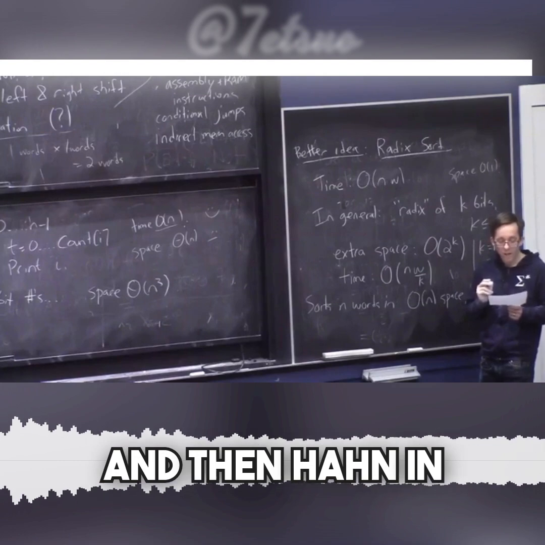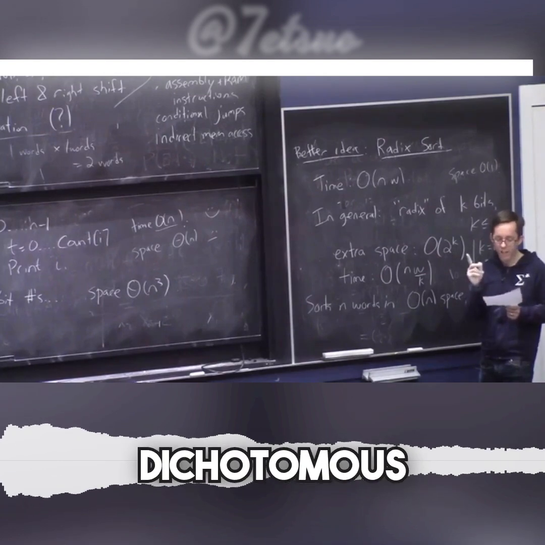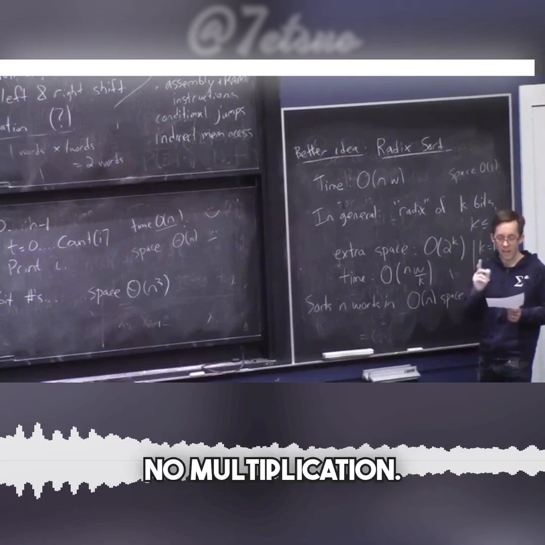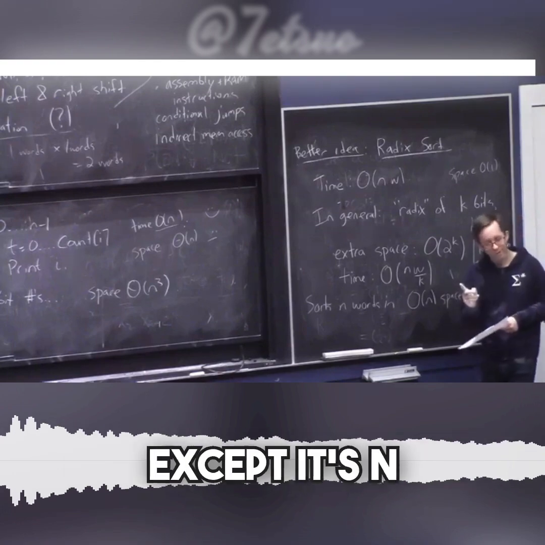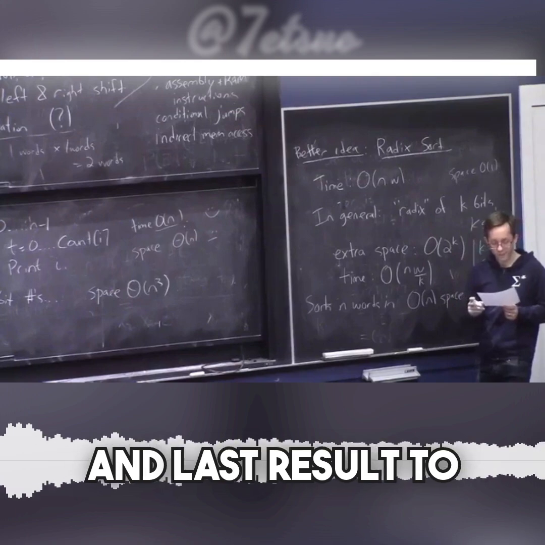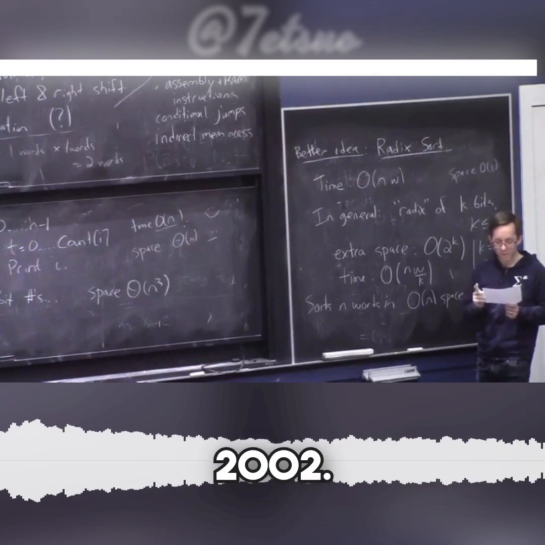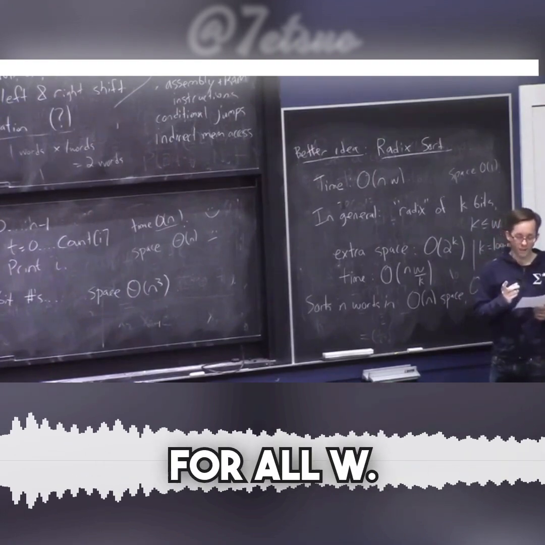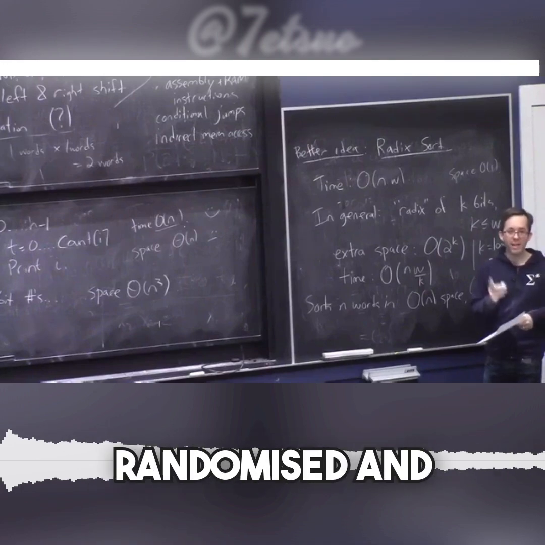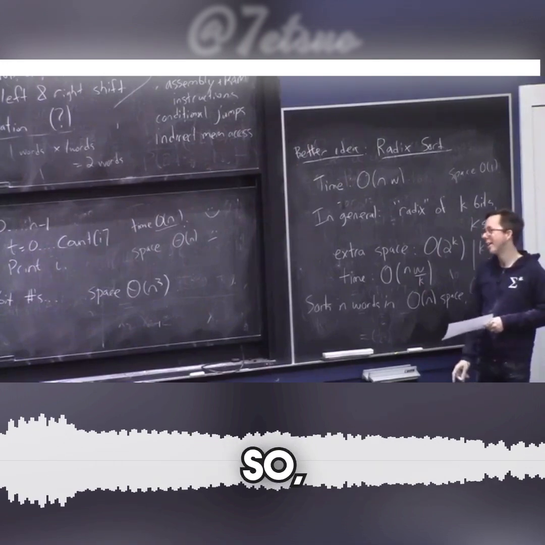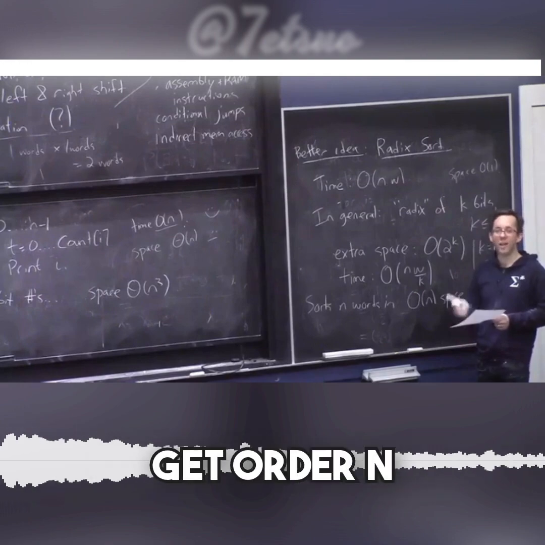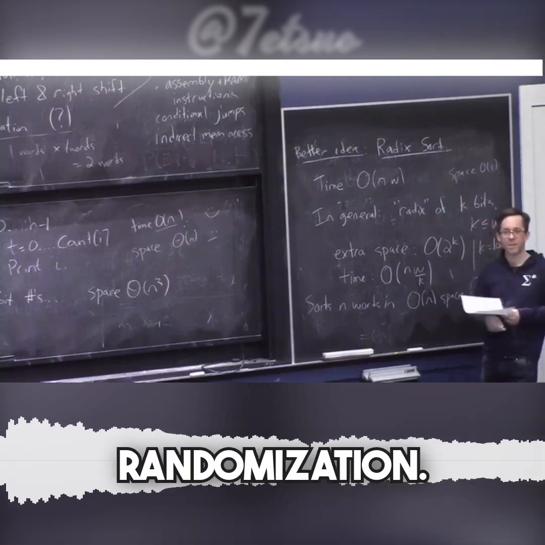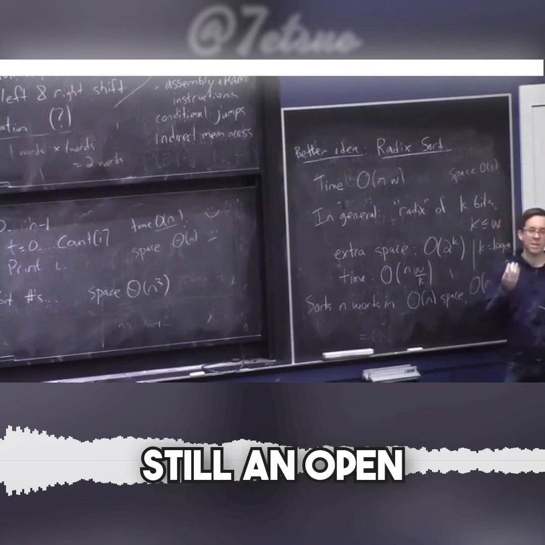And then Han in 2004 gave a transdichotomous result, n log log n for all w, deterministic, and no multiplication. So almost perfect, except it's n log log n. And the last result I'll mention is Han and Thorup from 2002. They got n times root log log n for all w, but it's randomized and it uses multiplication. So long story short, we still do not know if you can get order n sorting in the transdichotomous model with or without multiplication or randomization. So there you go. Sorting is still an open problem.